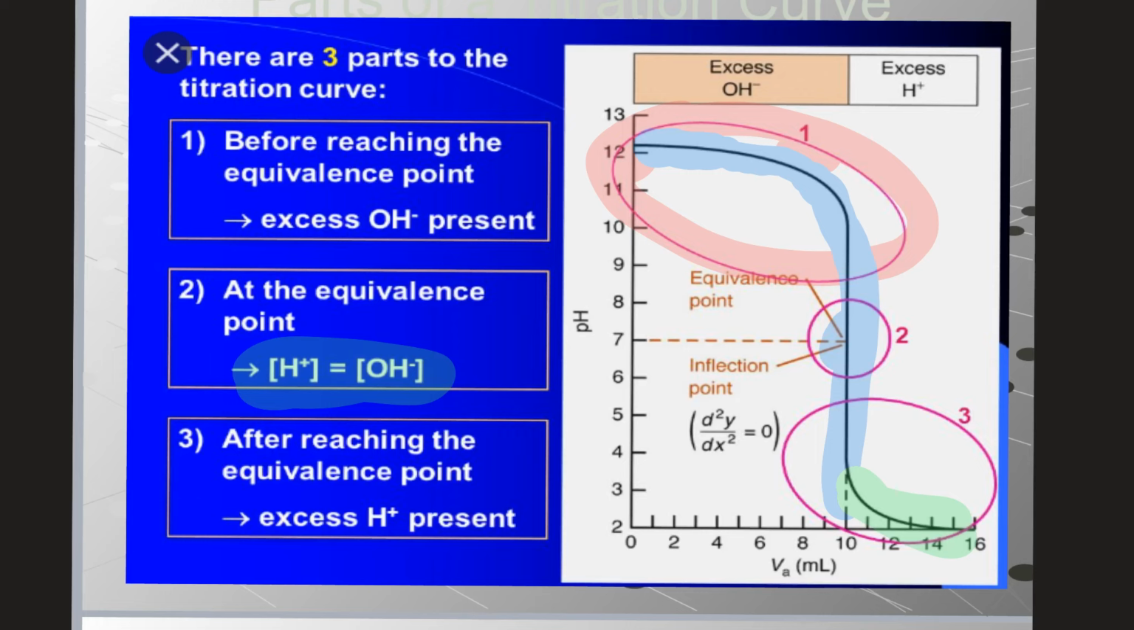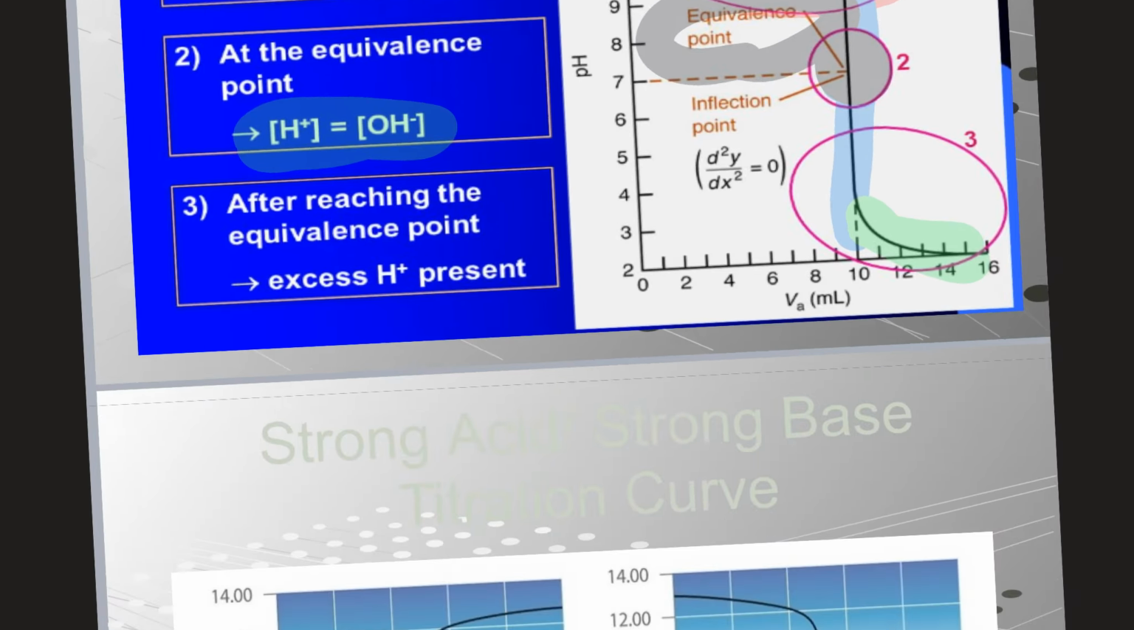After that point, you just have excess, in this case a lot more acid, simply because you're titrating an acid to a base. If you flip it, then you're titrating a base to an acid. But the most important thing to keep note of is this equivalence point, because it actually tells you what substance you're titrating.